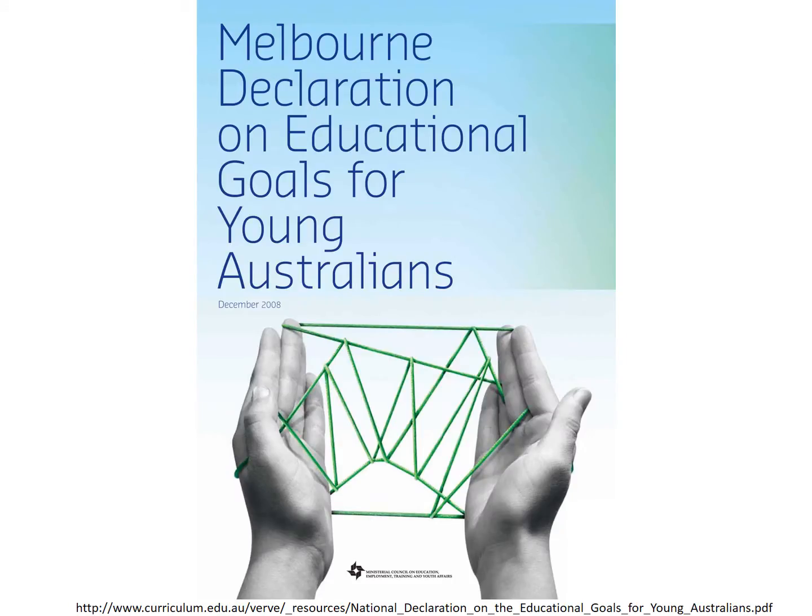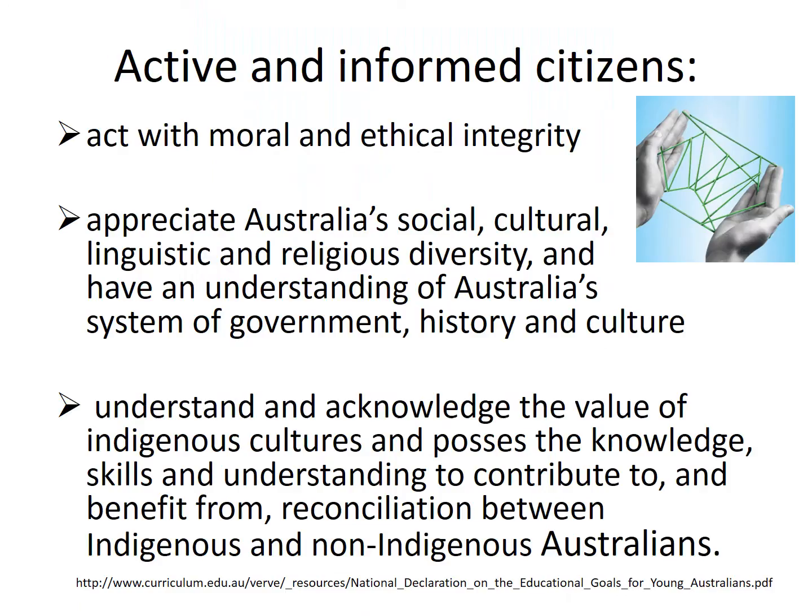One of the goals included in the most recent National Education Statement, which is known as the Melbourne Declaration on Educational Goals for Young Australians, is for all young Australians to become active and informed citizens. That goal has been further divided into a series of sub-goals, and I'll read through these on the next two slides. We want our students to act with moral and ethical integrity.